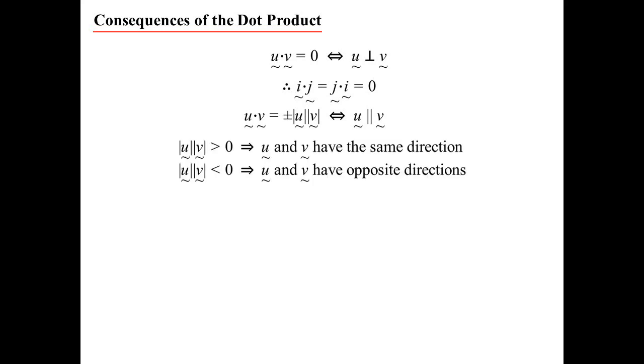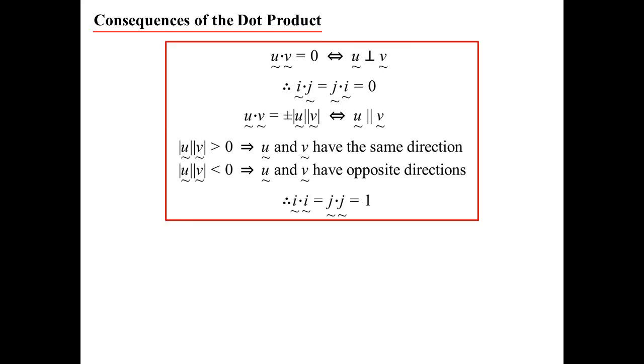How do we tell which direction the vectors are? It comes down to that sign, because we've said plus or minus. So if it's positive, then we know the two vectors are going in the same direction. And if it's negative, then they're going in opposite directions.